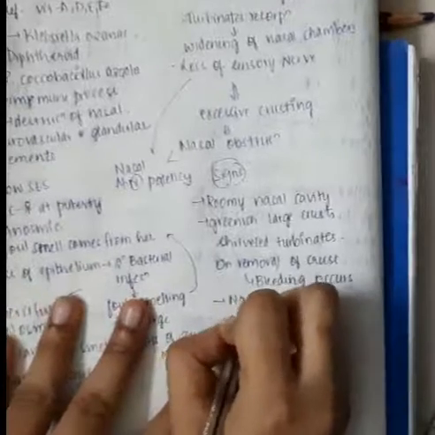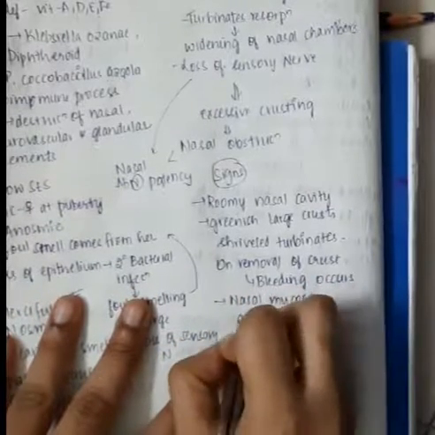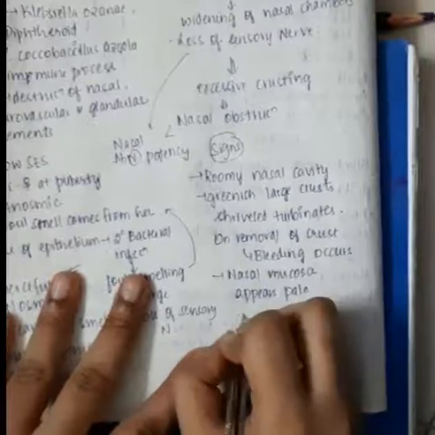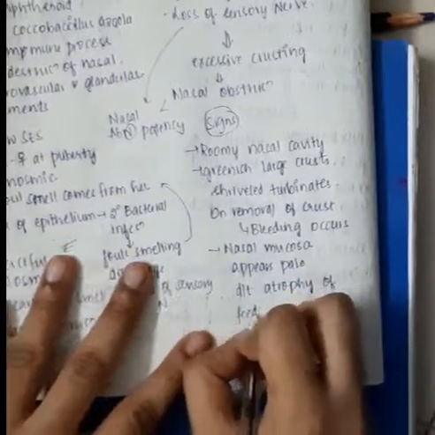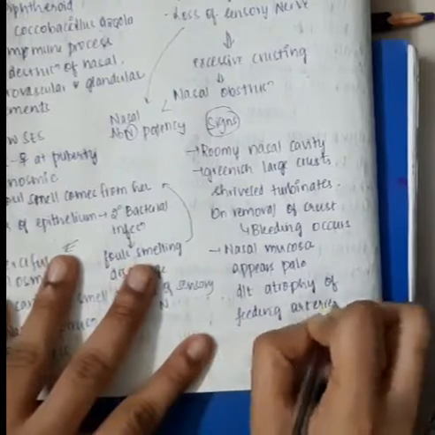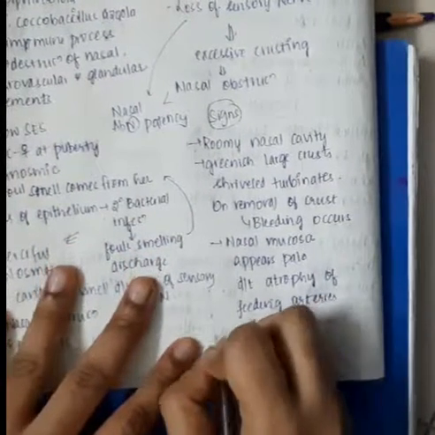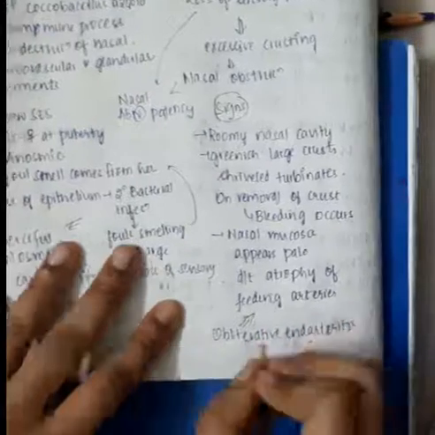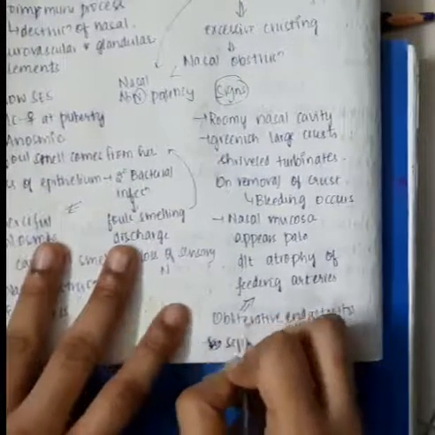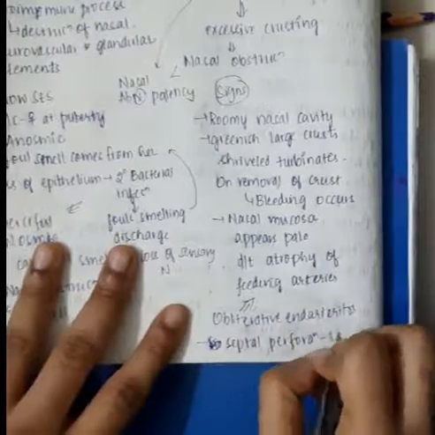Sometimes the nasal mucosa appears pale. Why does it appear pale? Because of the atrophy of feeding arteries. All the feeding arteries get atrophied, and because of that the nasal mucosa appears pale. Then there is obliterative endarteritis also, and septal perforation occurs sometimes.